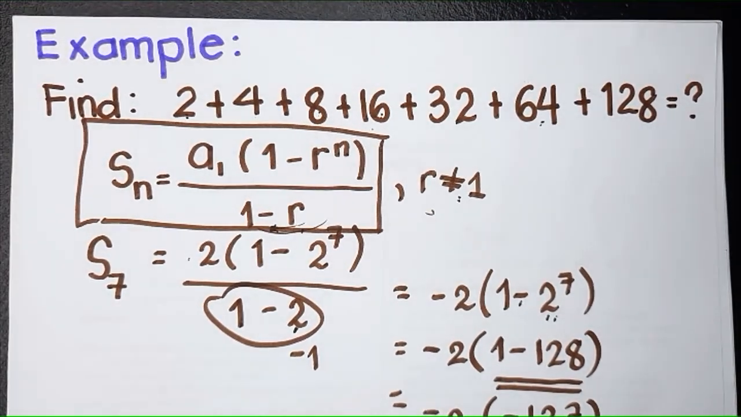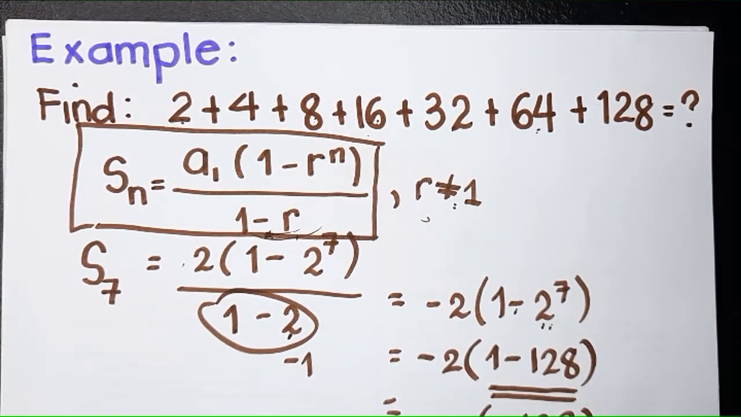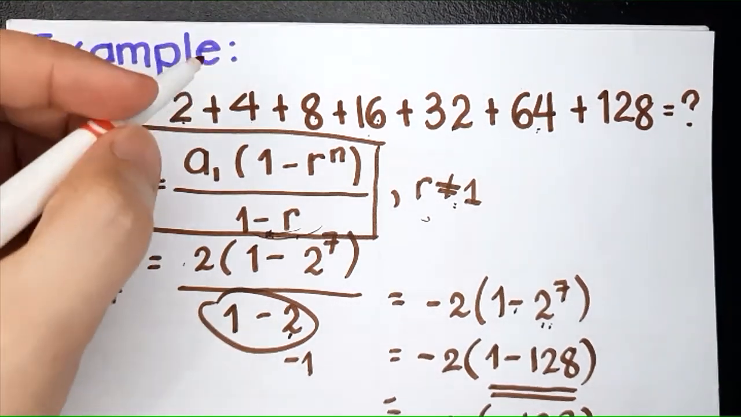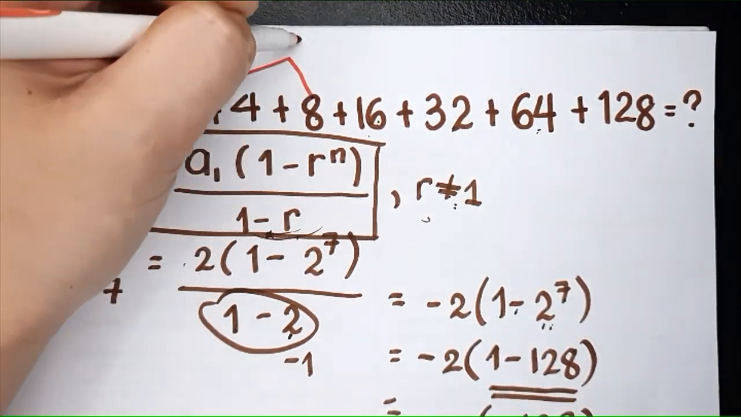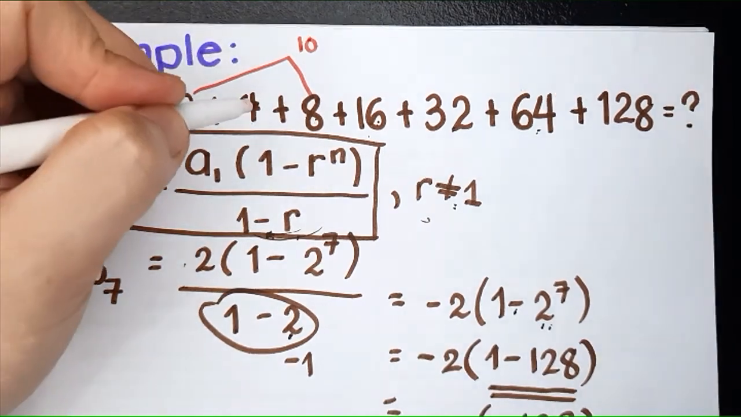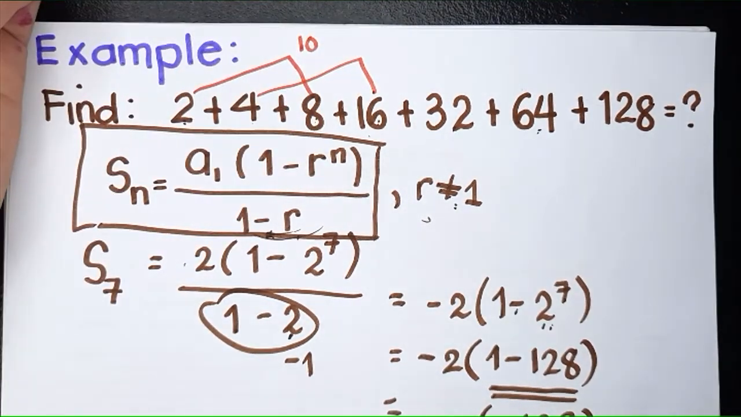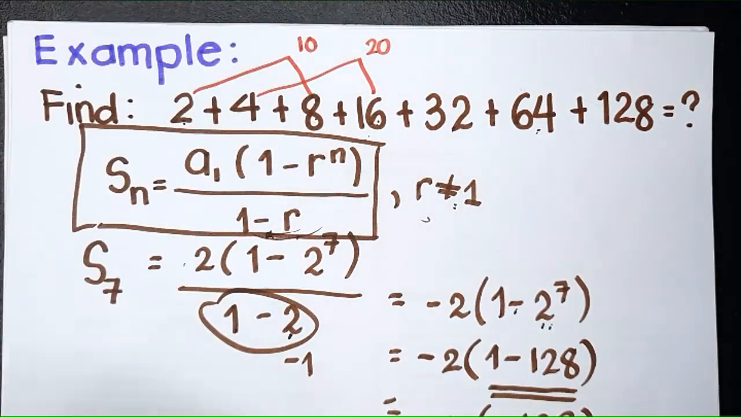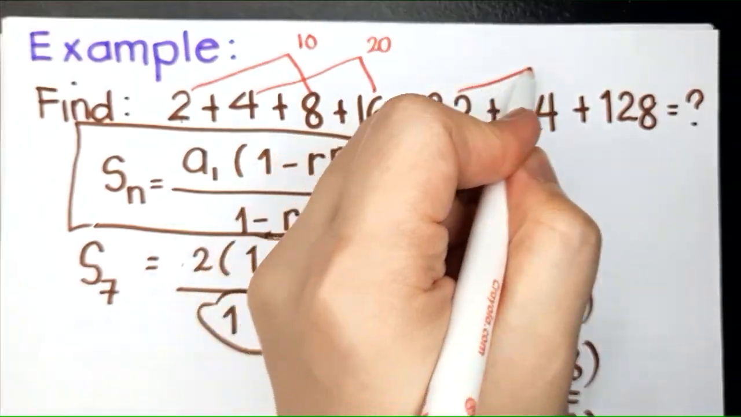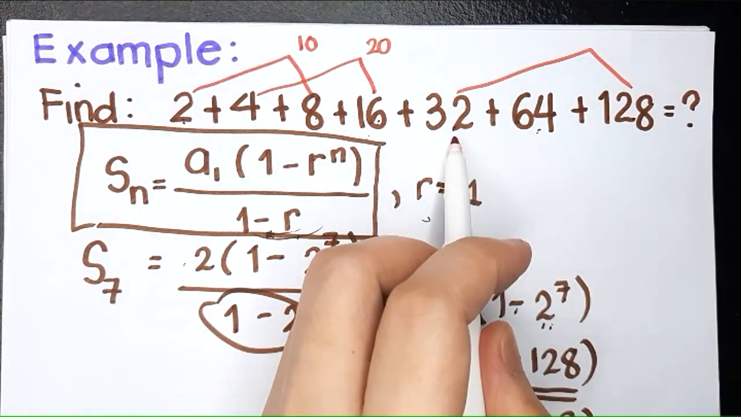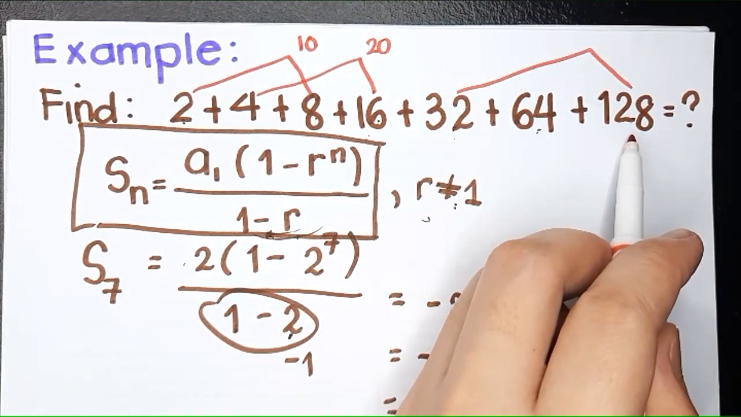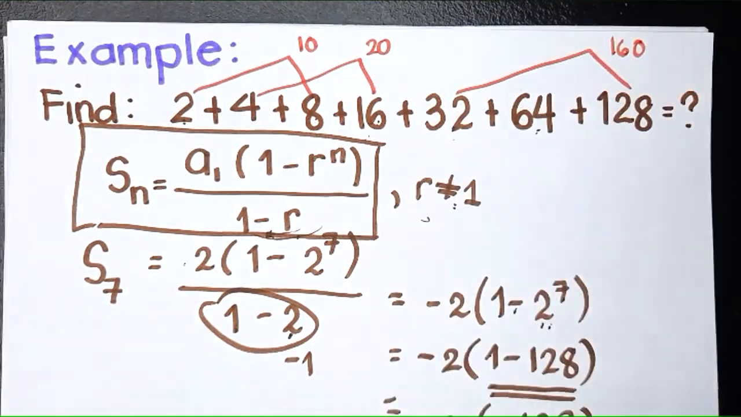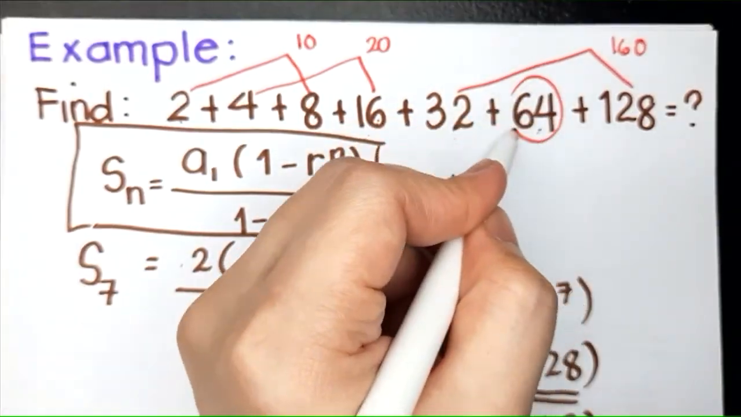So, basta mabilis lang kayong mag-add. Okay, so let's manually add these numbers without using the formula. So, ganito lang mag-add. Itong 2 at saka 8, madali lang. It's 10. Right? Itong 4 and 6, madali lang. 4 and 16, madali lang. It is 20. Sino pa yung magka-partner here? Ano ang 32 and 128? It is 160. So, ito na lang yung naiwan.